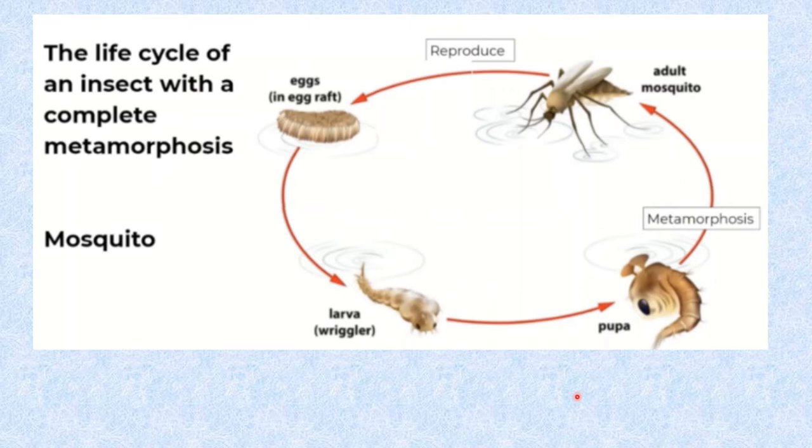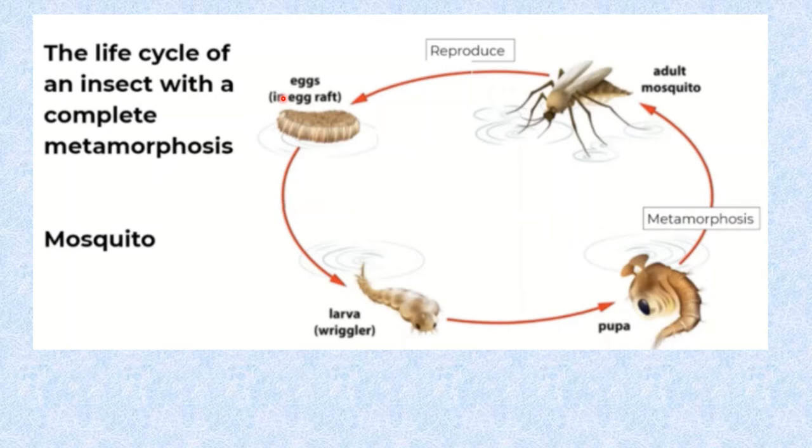So let's have a look at the life cycle of an insect. And here we've got a mosquito. A mosquito makes a complete metamorphosis. That means it totally changes its form. Now, because it's a life cycle, we can start anywhere on the cycle, but I'm going to start with the eggs here.